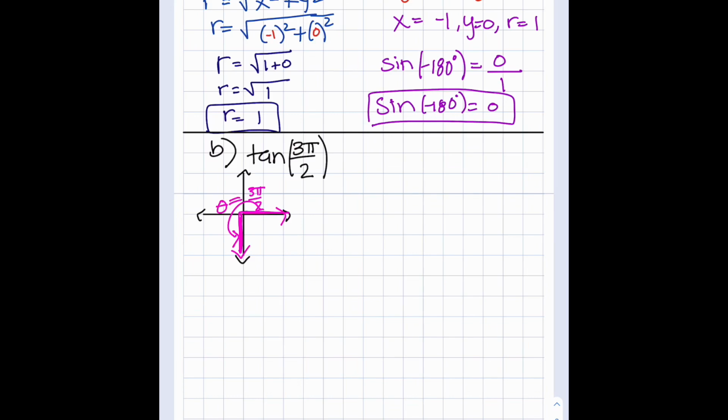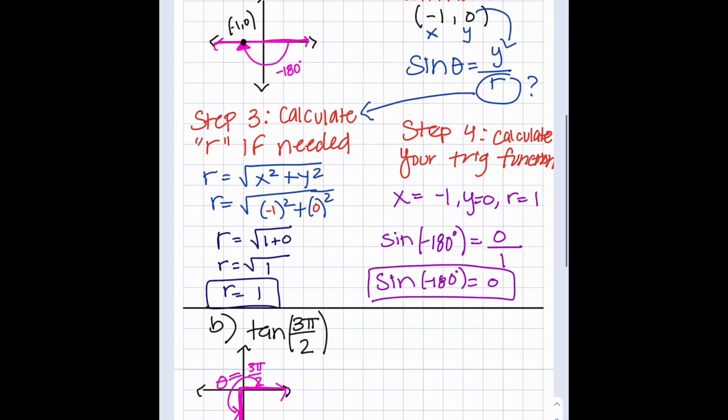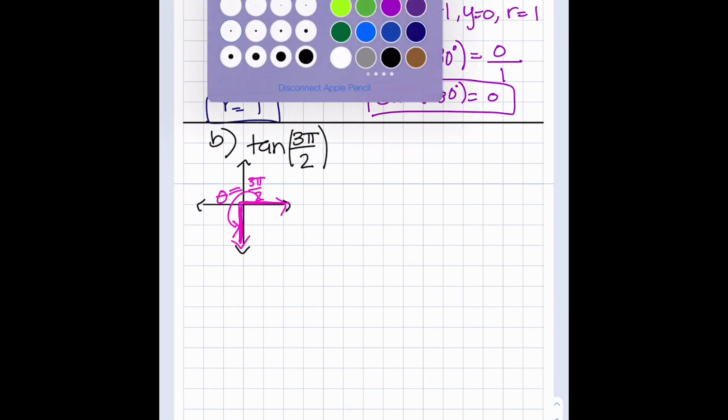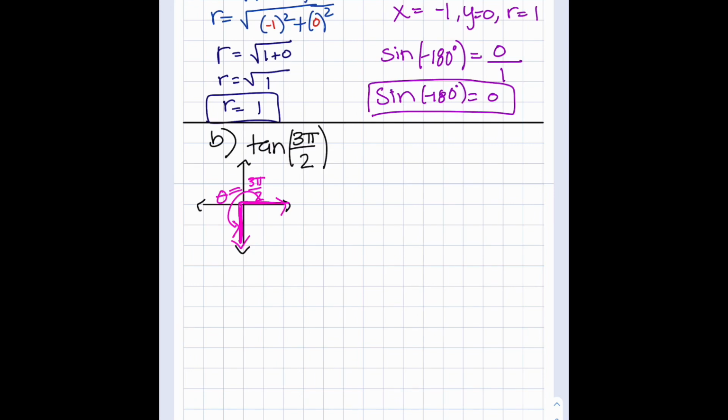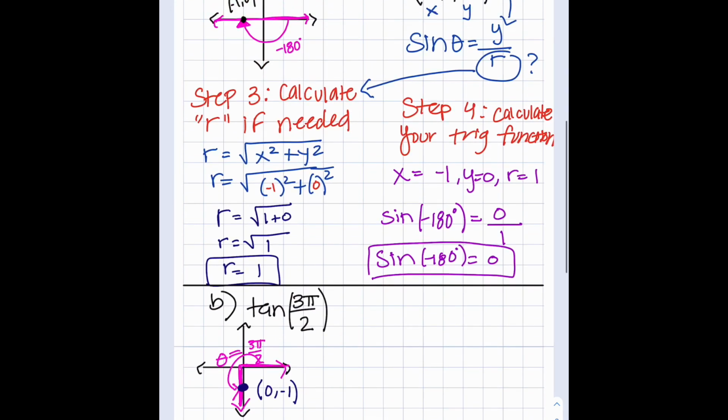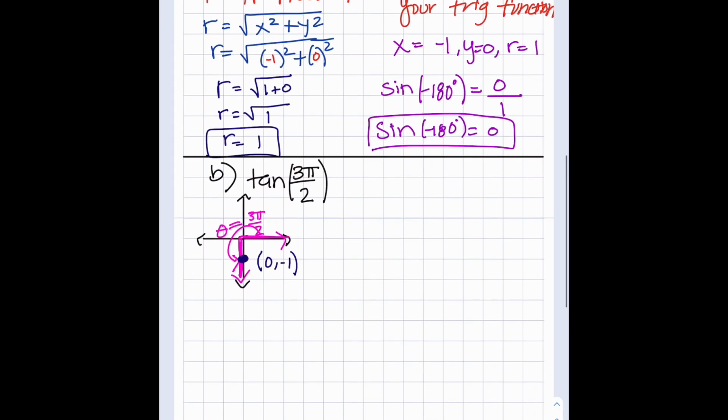Now, the second step says locate an x and y point on the terminal side. So locate a point here. Again, like I said, this is your terminal side here, where the arrow is at. Now locate a point. Use the very first point here. This point right here is 0, -1. So like I said, you're going to continue to use combinations of zeros and ones. It just depends on where you land on your axes. So that's step 2. Step 3, calculate r if needed. Well, do I need to calculate r? Well, I have 0, -1. This is my x. This is my y.